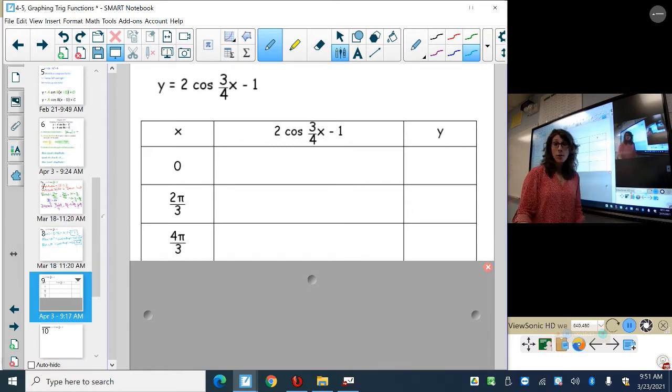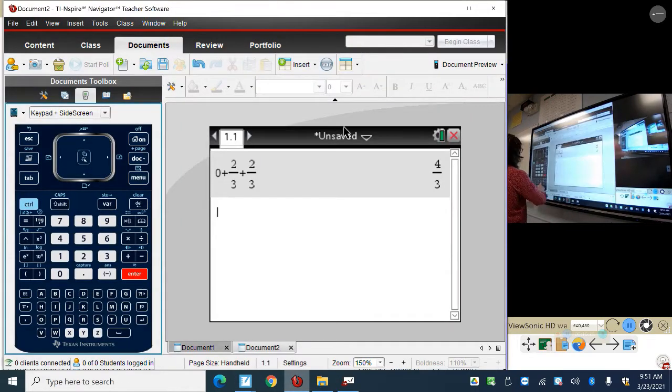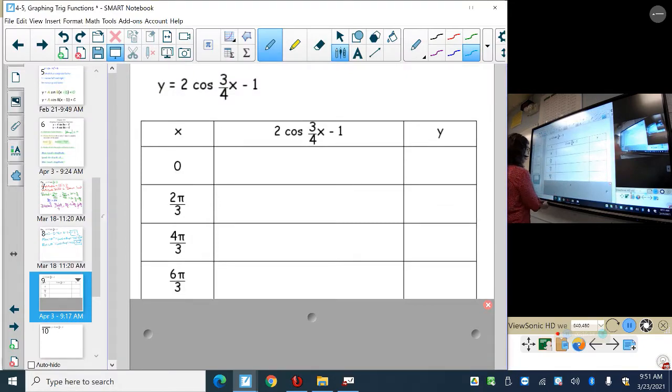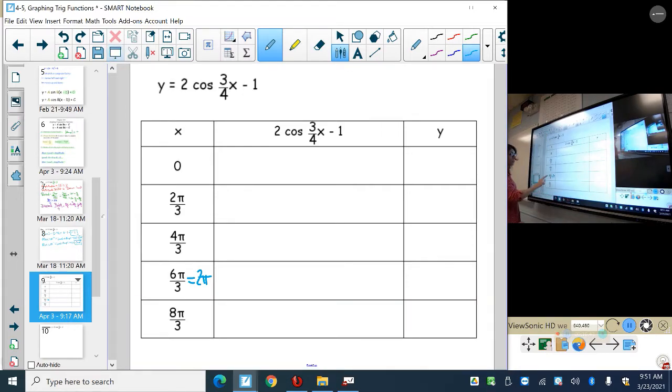Now, to get my next point, I'm going to add 2 pi over 3 to that. So I'm going to go back to my calculator and say plus 2 divided by 3. That gives me 6 pi over 3, which is 2. And there we have our 2. I'm going to write this as 2 pi so that you understand they're the same thing. Then we're going to add again, and that's going to give me 8 pi over 3. How do I know? Because 6 pi plus 2 pi is 8 pi over 3.